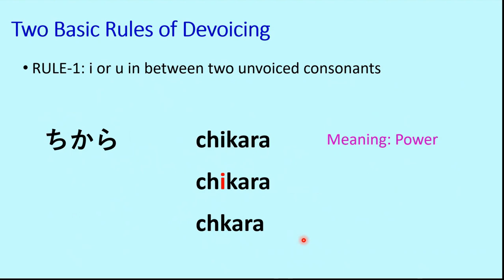Next example is chikara. It is chikara, meaning power. Again, ch and k, these two unvoiced consonants, are sandwiching this i vowel, so the vowel will get devoiced and it becomes chkara.